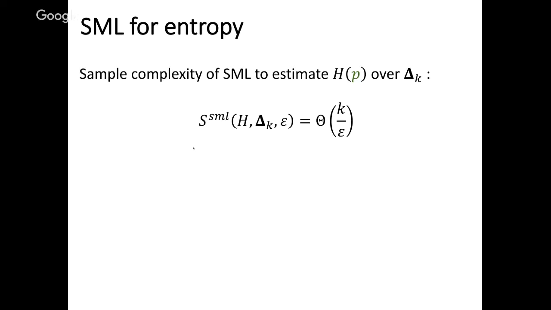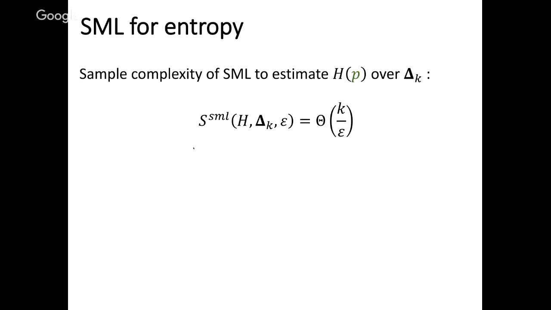So let's see how well it does for entropy. People studied this as the first approach, and what they can show is the sample complexity of this particular approach to estimate the entropy h of p over distributions of size k. So your calligraphic p is now the set of all distributions over 1 through k, and you want to estimate the entropy of such distributions.